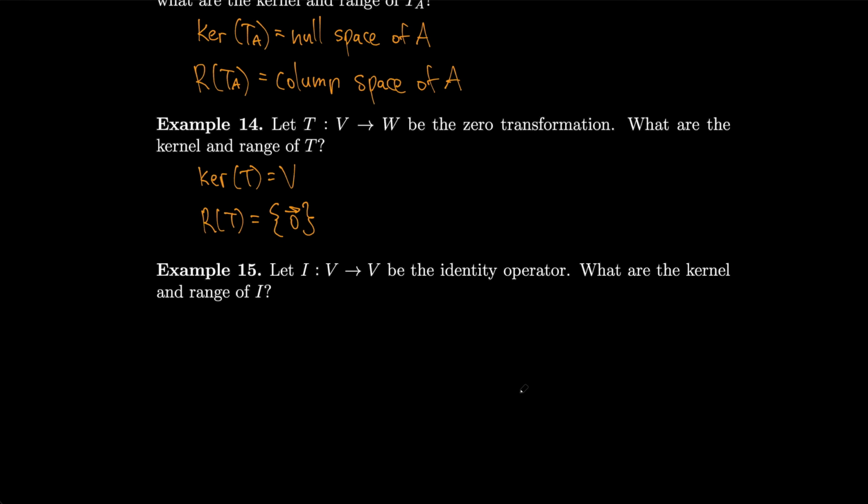Let's let I from V to V be the identity operator. What are the kernel and range of I? Okay, so the kernel is everything that gets sent to 0, but the identity only sends vectors to themselves. So the only vector getting sent to 0 is the 0 vector. How about the range? Well, the range of the identity operator is everything that could possibly occur from being sent by something, right? Well, identity sends all of V to all of V. So the range is all of V.